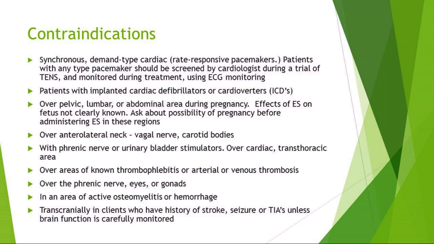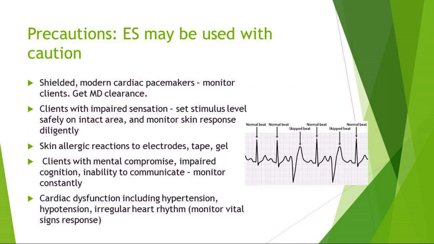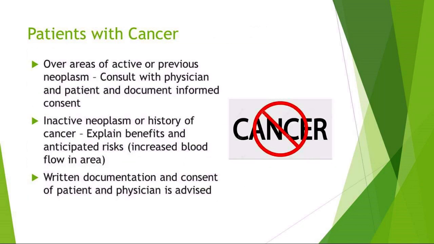So these are all our contraindications. These are the same ones we discussed in Chapter 11. Nothing's changed with that, but it's all listed here. And precautions as well. Patients with cancer, you don't want to do electrical stim over areas of active or previous neoplasm. You want to consult with the physician and the patient, and you want to document that you have both of their informed consent. So written documentation and patient consent and physician consent is advised before you do electrical stim in patients with cancer.